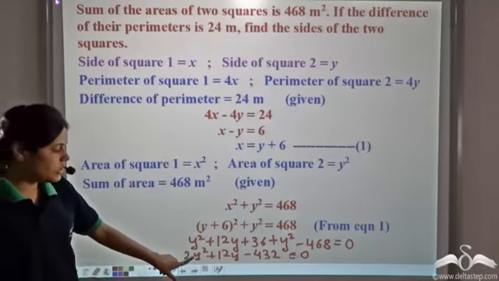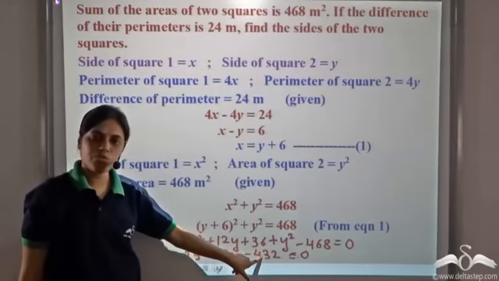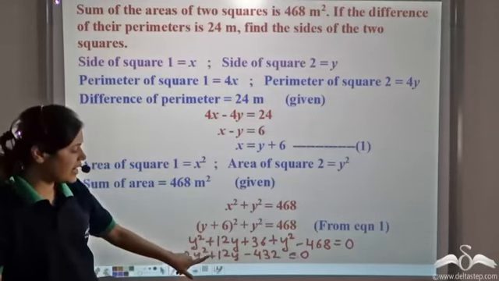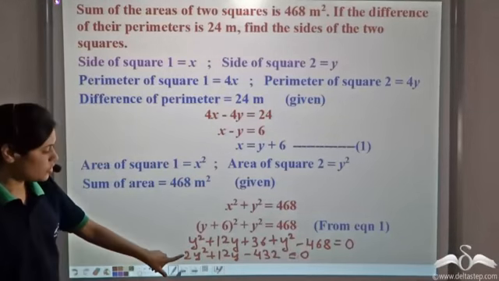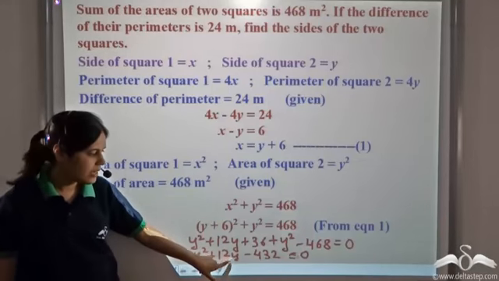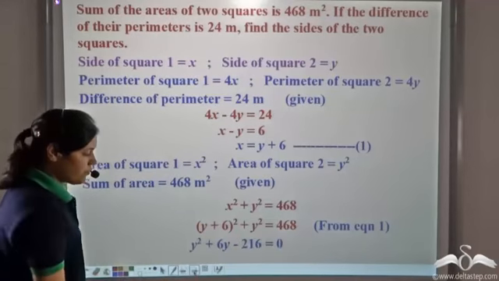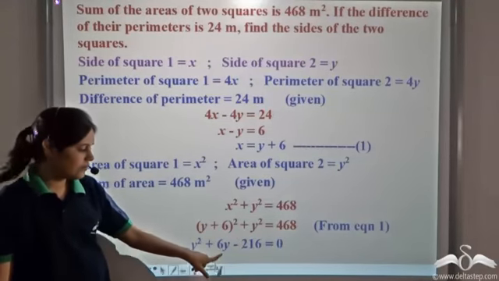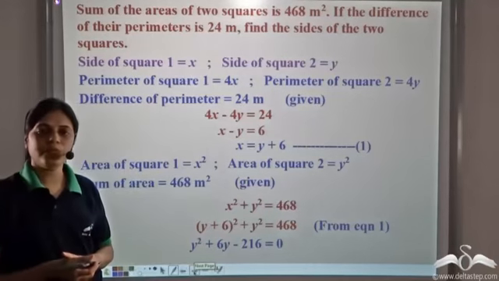We see that all the terms on the left hand side can be divided by 2. So let us divide each term by 2 and simplify it. So this becomes y square, this becomes 6y, and this becomes 216. So we get y square plus 6y minus 216 equal to 0.